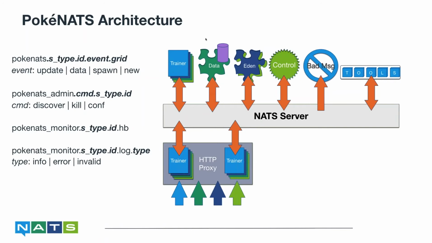So now, going back here, how do we deal with this? Another thing that I paid a lot of careful attention to is the subject names that we use to communicate between the services. Again, remember that each of the elements could have some sort of meaning. In terms of this application, we have a root name that the game itself uses that is called PokéNATS. And then we follow that by a service type. The service type is going to be something like trainer or data service or Eden service or control service, right? And the ID is going to be a unique instance that designates what that process is. So all of them have their own ID.